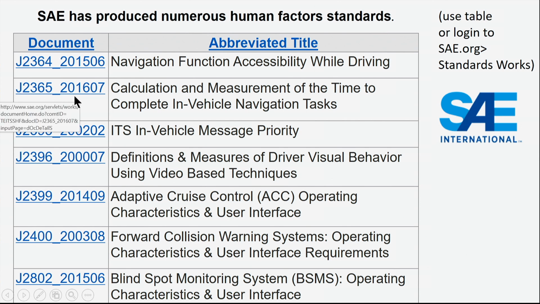SAE J2365 talks about the calculation of how long it takes to complete tasks. It's identified as navigation tasks, but in fact it's basically any in-vehicle task that involves a visual display and manual controls. There are standards associated with message priority. I spoke about that earlier in terms of the ISO standard. There's also one in SAE. Here are the measurement ones. There are a number of standards associated with various systems: adaptive cruise control, forward collision warning, blind spot. The titles vary slightly, but they all focus on the user interface.